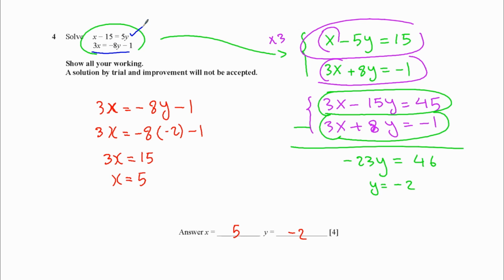So x is 5, so I'm going to put in 5 minus 15 equals 5 times y, which is 5 times minus 2. So 5 minus 15 is minus 10, 5 times minus 2 is minus 10, so that satisfies that equation. So therefore, we are sure that we have done it right, our solution is the right answer.